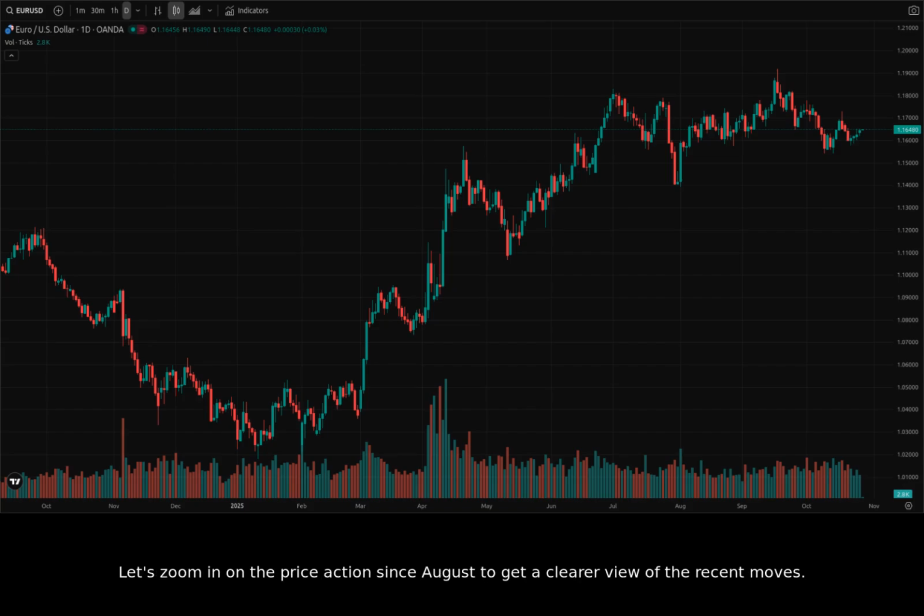Let's zoom in on the price action since August to get a clearer view of the recent moves. You can see the parabolic rise to the 1.1918 peak in mid-September, followed by the aggressive downtrend. The price sliced through several potential support zones on its way down. Since hitting that 1.1542 low 2 weeks ago, the market has entered a consolidation phase.